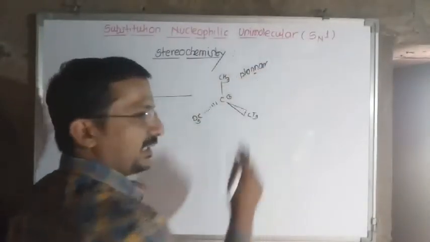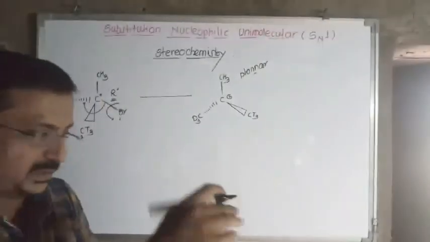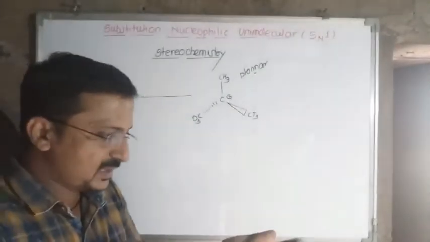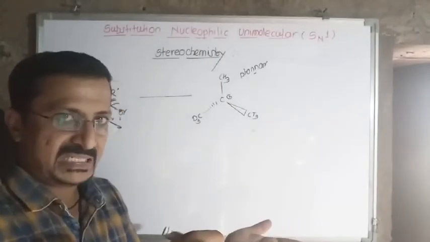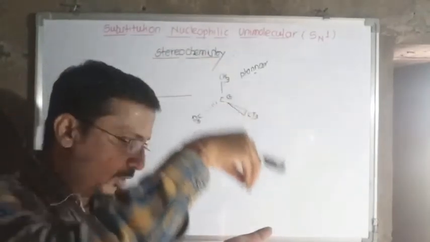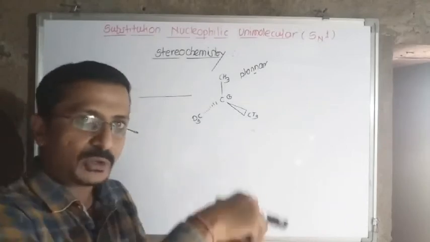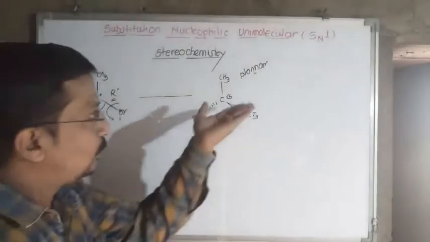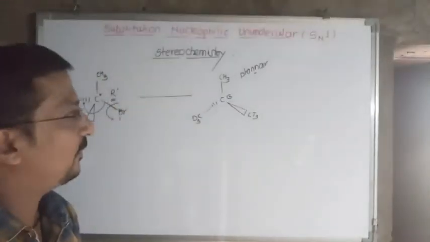And due to planarity, if you consider this carbocation, on this carbon there is one methyl group, one CD3 and one CT3. So the nucleophile may attack the positively charged carbon from above the plane, and also from below the plane. Means there are two possibilities of attack, from the front side as well as from the back side.